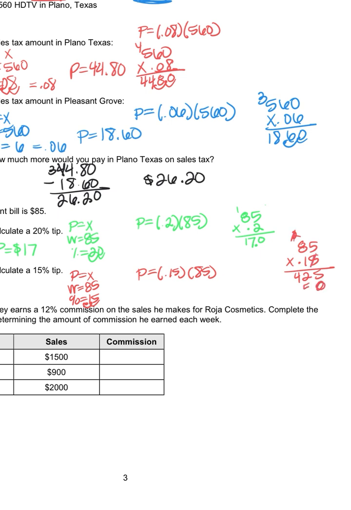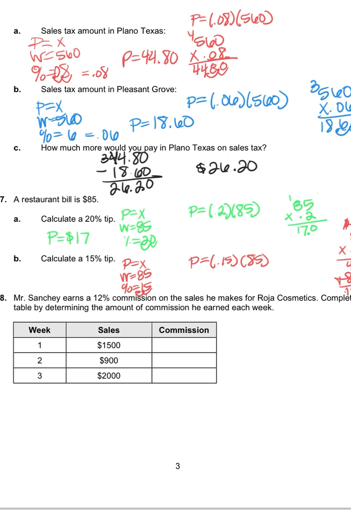1 times 5 is 5. 1 times 8 is 8. Add the numbers up. 5 and 0 is 5. 5 plus 2 is 7. 8 plus 4 is 12. I have 2 place values, so I move my decimal over 2 times to give me a tip of $12.75.